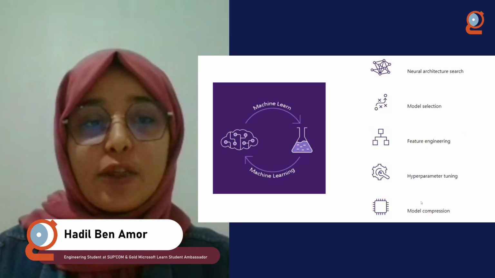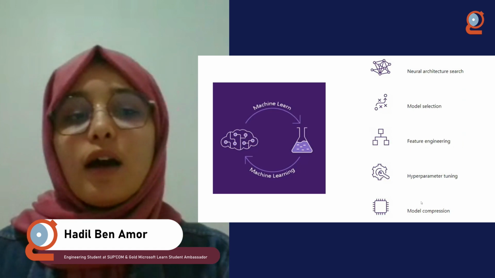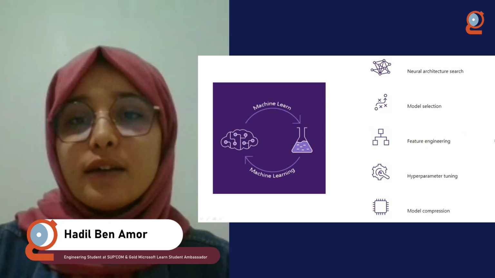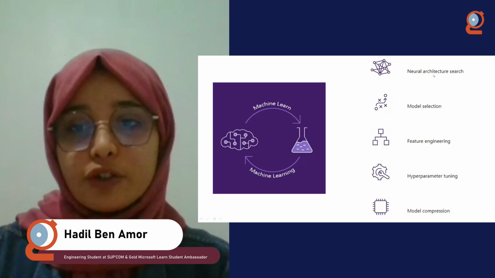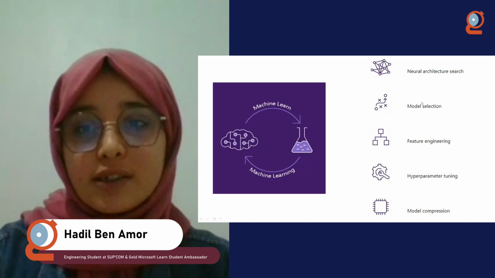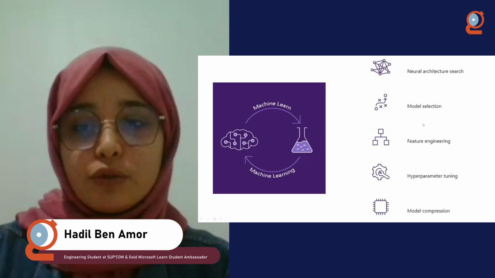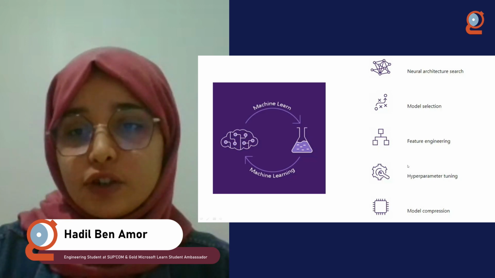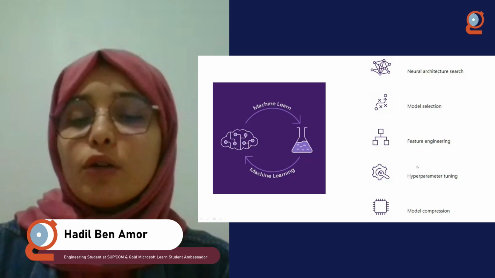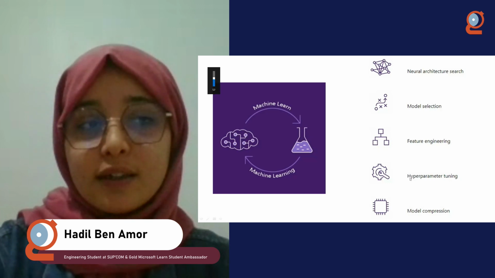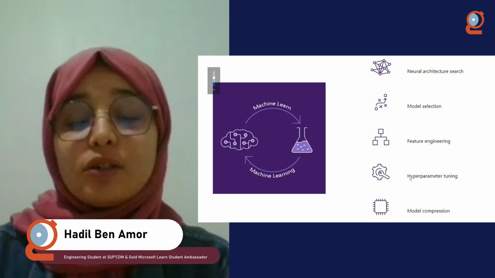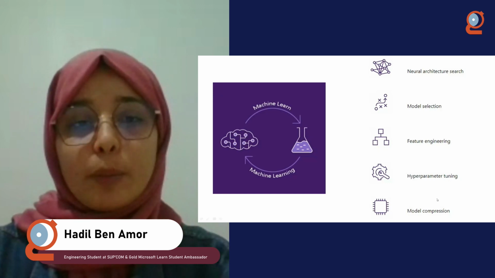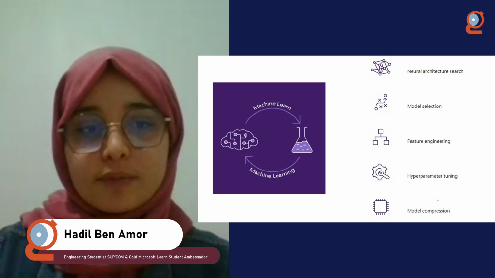Machine learning is the process of teaching the machine. Automated machine learning does many things for us. It chooses the neural architecture search. It selects the best model for us depending on the metric you choose. It does the data engineering or feature engineering and studies your data. It also does hyperparameter tuning, which is important for the optimization and quality of our model. Also, it does model compression to be suitable for our needs.